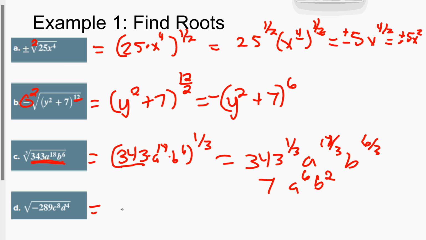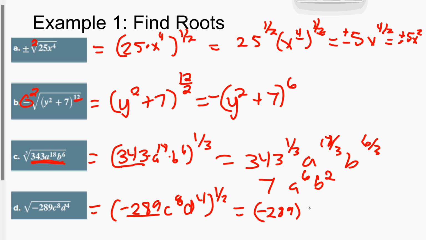Okay, last one, it's a square root, so I can take this negative 289 c to the 8th, d to the 4th, and raise that to the 1/2. Negative 289 is a base, so I want to put that in parentheses and raise that to the 1/2. And then c, that 8 right there is an exponent, and this is an exponent, so I can multiply them. C to the 8 over 2, which we know is 4, and then d to the 4 over 2, which we know is 2.